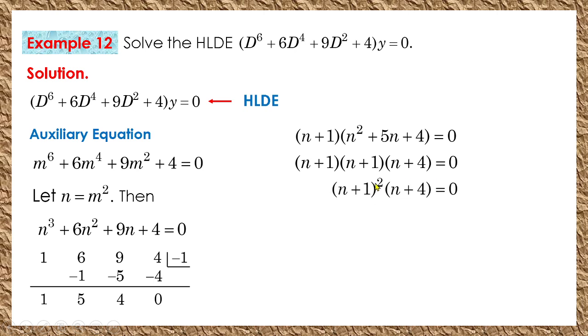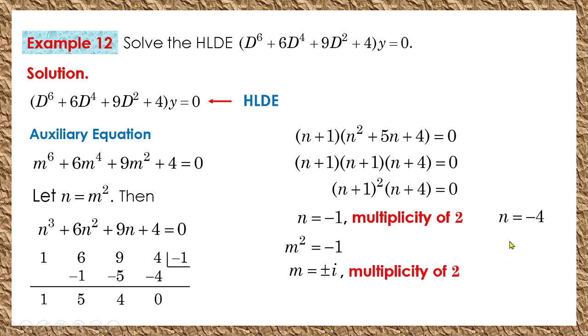So, ano na ang factored form in terms of N? N plus 1, quantity squared, N plus 4 equal to 0. Ang roots ng N, negative 1, multiplicity 2, tsaka negative 4. Pero, ang M ang gusto natin. Alam na natin ang N. So, kapag ang N ay M squared equals negative 1, ano ang M? Plus or minus I. Pero multiplicity of 2 ang negative 1, multiplicity 2 rin ang plus or minus I. Yung N equals negative 4, M squared equals negative 4. So what is M? Plus or minus 2I.